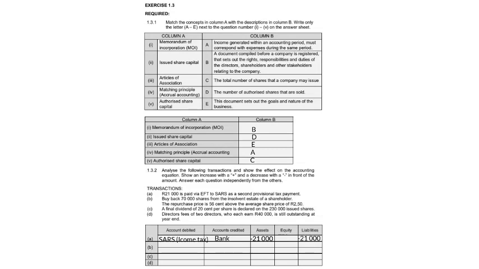Number B, buy back 70,000 shares from the solvent estate of a shareholder. The repurchase price is 56 cents above the average share price of R2.50. Now remember, we will have two entries. One goes to the ordinary share capital account, which is your average share price per share, and then the difference goes to the retained income account. So firstly, we are going to debit the ordinary share capital, and then we are going to credit bank.